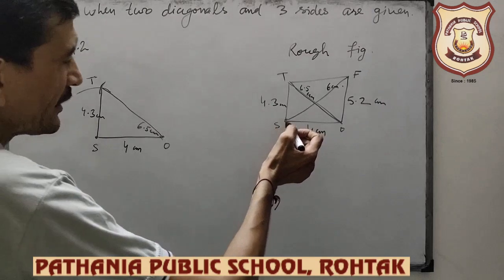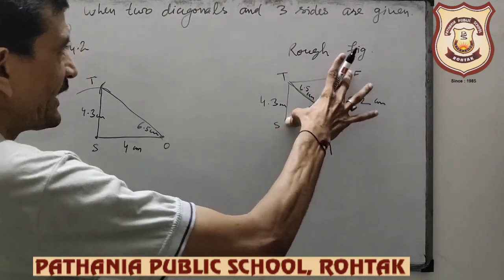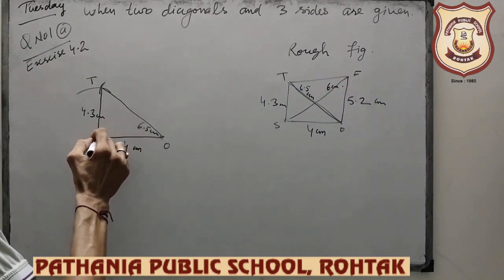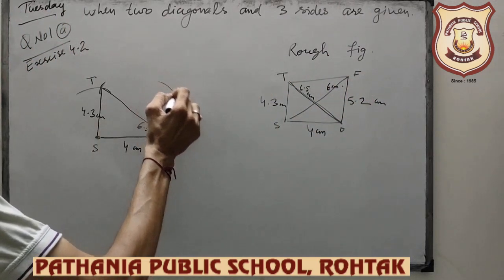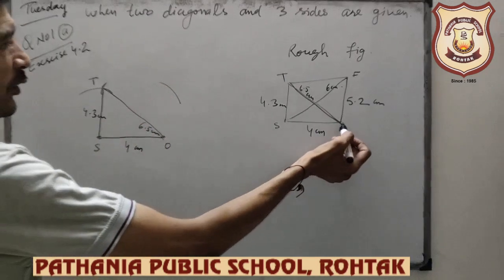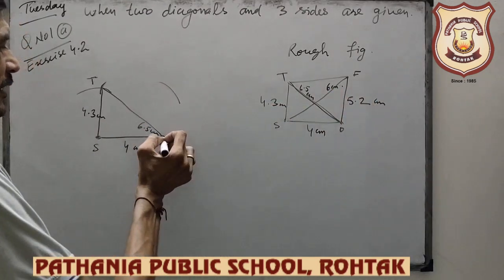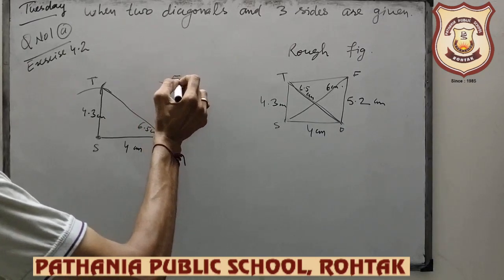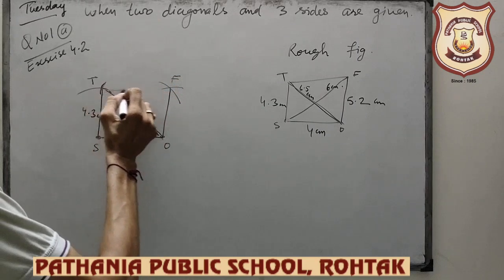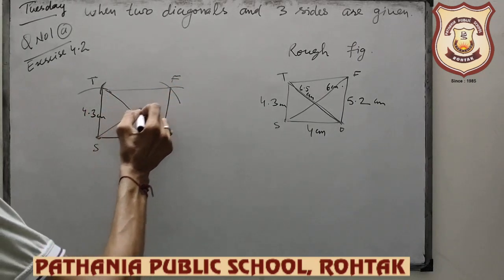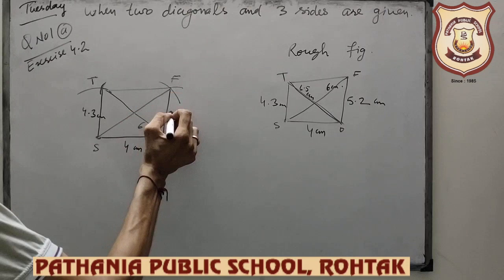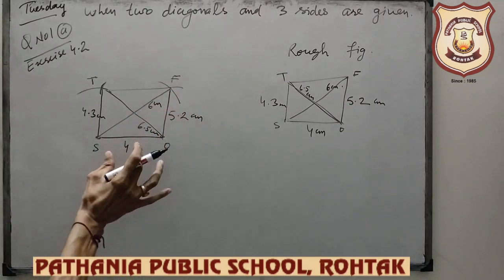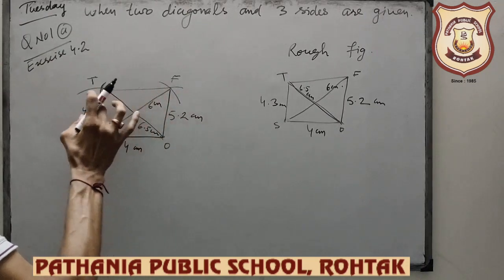Now what you should do, take S as center and radius equal to 6. S as center and open the compass to 6 centimeter. Draw an arc. Now O as center and put an arc of 5.2 centimeter length like this. This point is F. You can join all these and then write their measurements. It is 5.2 centimeter. It is 6 centimeter.